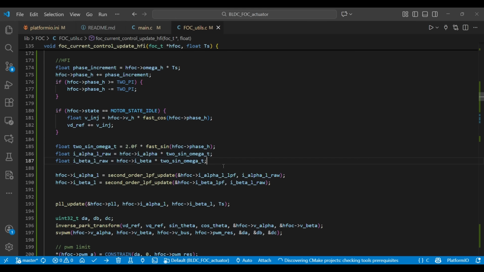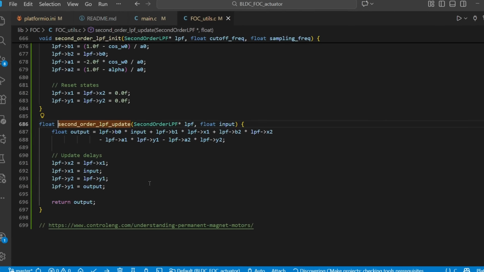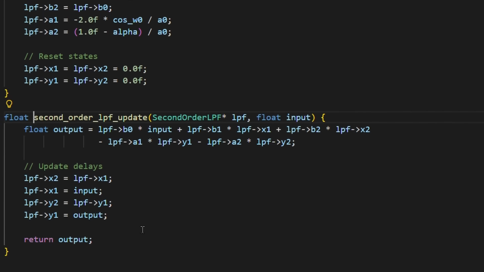The result of this multiplication is then passed through a low-pass filter to obtain the low-frequency signals in I alpha and I beta, or I alpha L and I beta L. Here I'm using a second-order Butterworth low-pass filter design. In my opinion, the filter here plays a very important role. The better the filter design, the smaller the position estimation error will be.